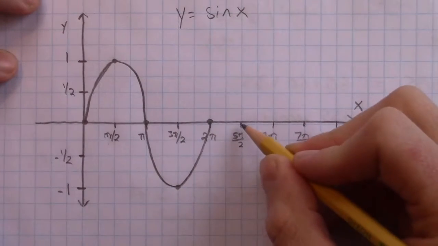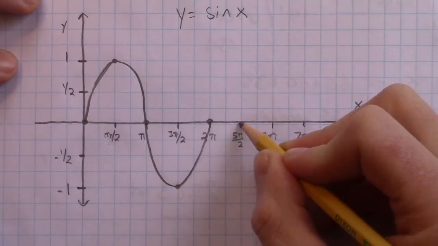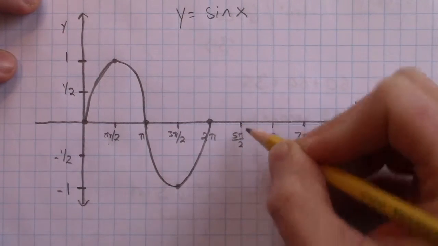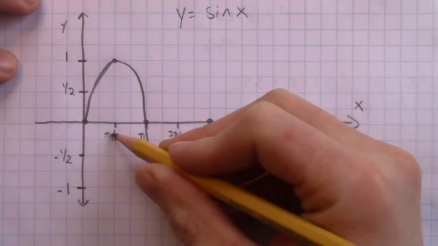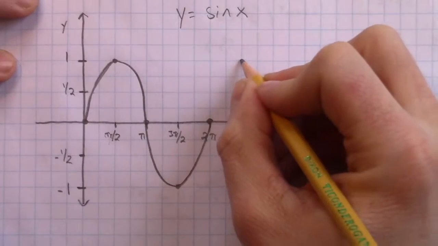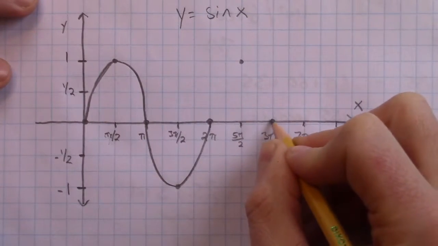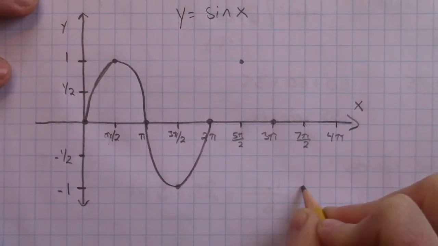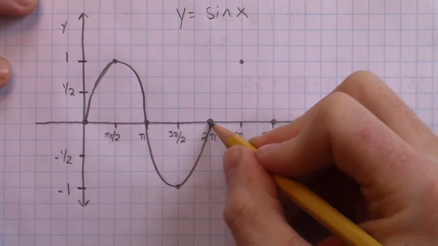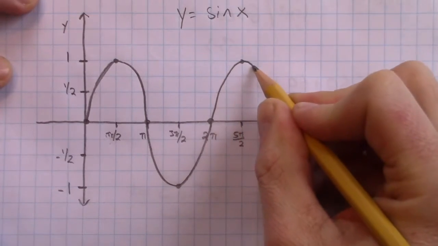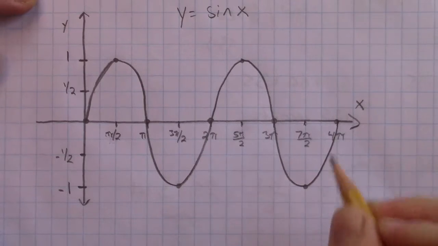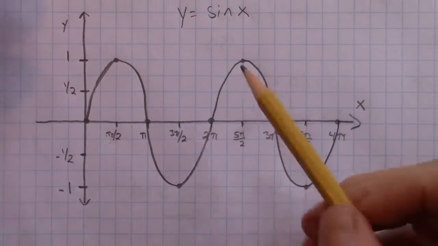If I were to keep going to 5 pi over 2, as I mentioned before with the unit circle, at this point I'm just repeating functions. So 5 pi over 2 is going to be the same value as pi over 2 because it ends at the same place, it's coterminal, right? So 5 pi over 2 is going to be 1, 3 pi is going to be back to 0, 7 pi over 2 is going to be negative 1, and 4 pi is going to be back to 0. So it's going to do the same exact thing again. Right? I'm trying to make it as smooth as possible. Okay, so that's y equals sine of x.